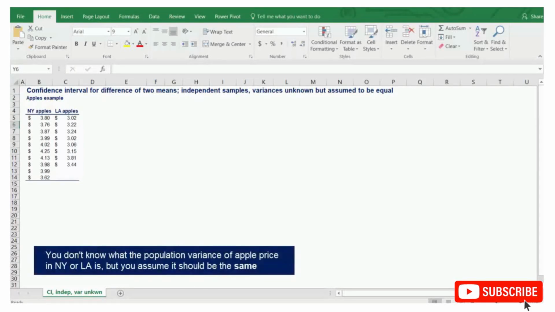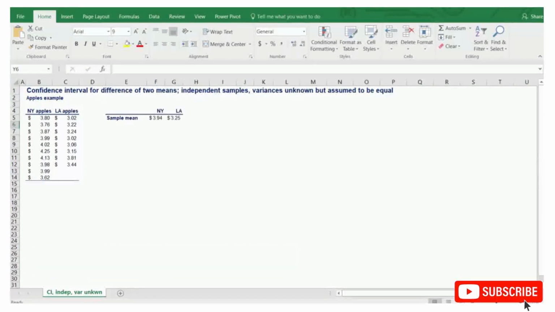You don't know what the population variance of apples in New York or LA is, but you assume it should be the same for NY and LA. So, you calculate the mean price in NY and LA and obtain $3.94 and $3.25 respectively. Moreover, their sample standard deviations are 18 cents and 27 cents. What should we do now? Well, we assume that the population variances are equal, so we have to estimate them.